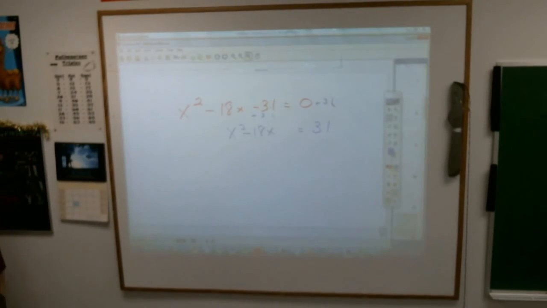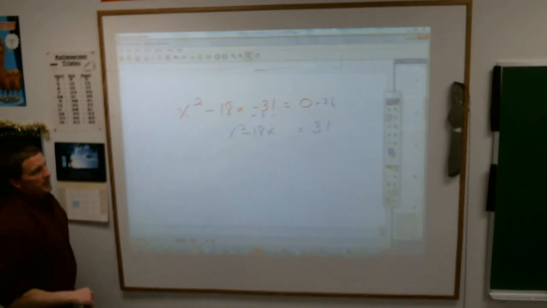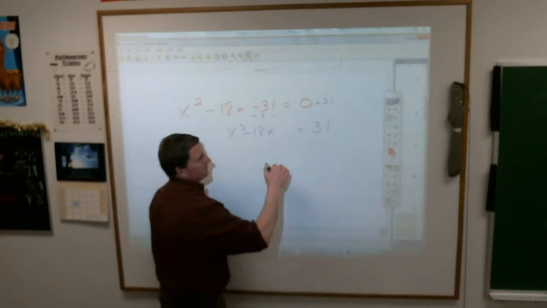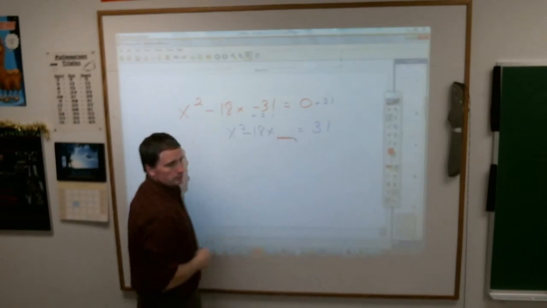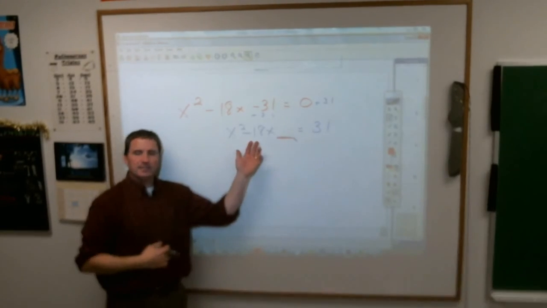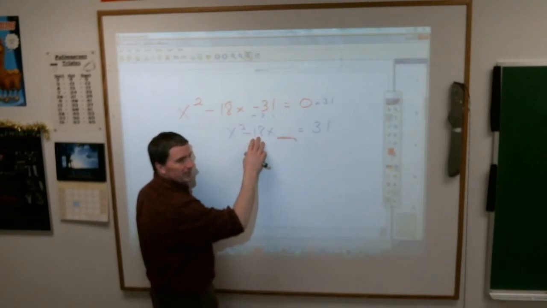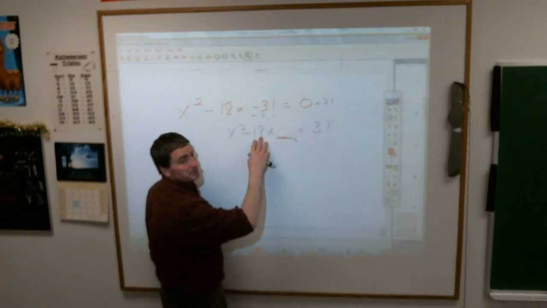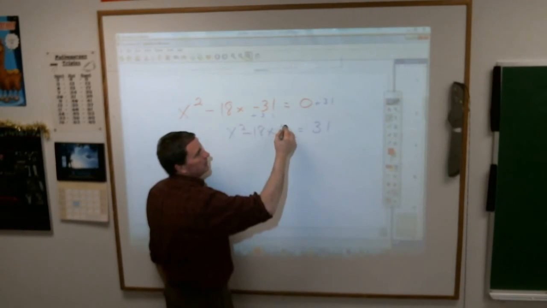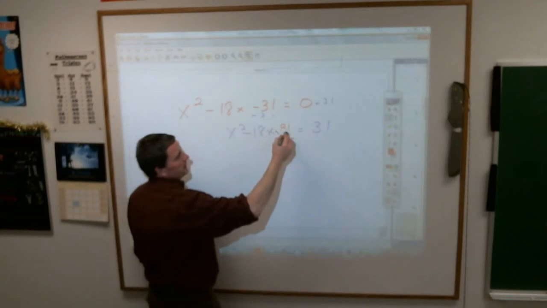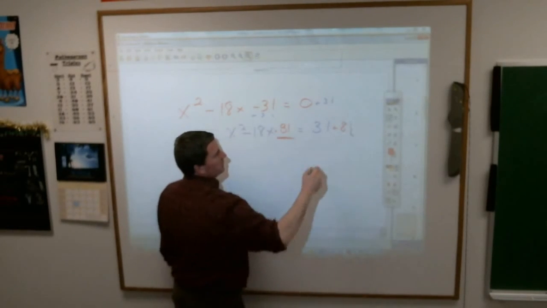Hopefully you at least got to the point where you needed to get the 31 to the other side. People seem to struggle with this, but it's not that difficult. To find out what number you want here, half of negative 18 squared. So half of negative 18 is negative 9, negative 9 times negative 9 is 81. Plus 81, plus 81.